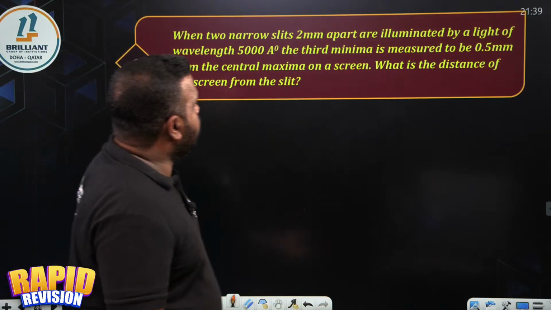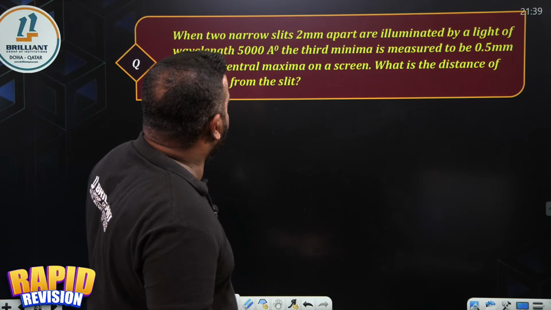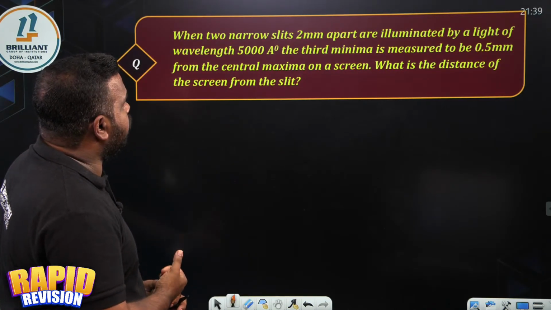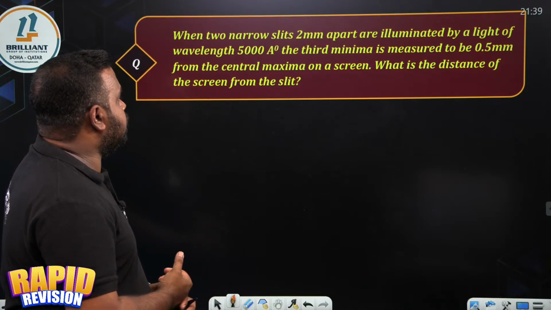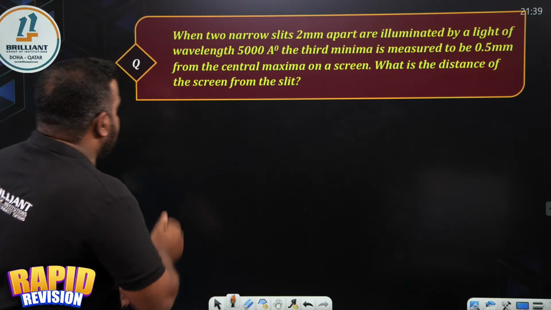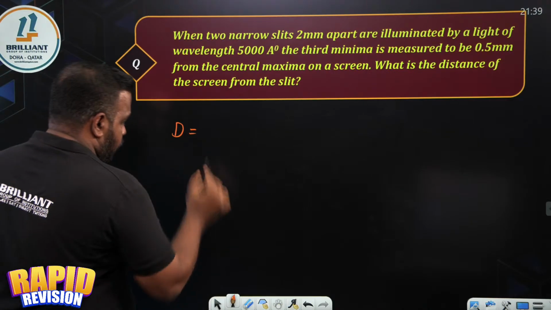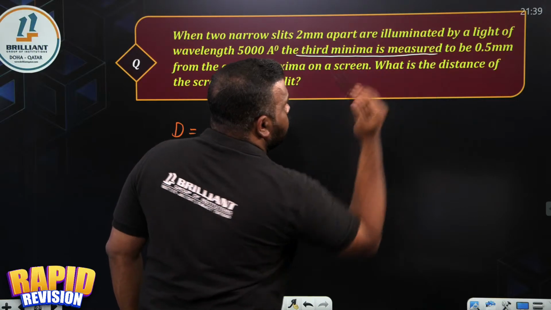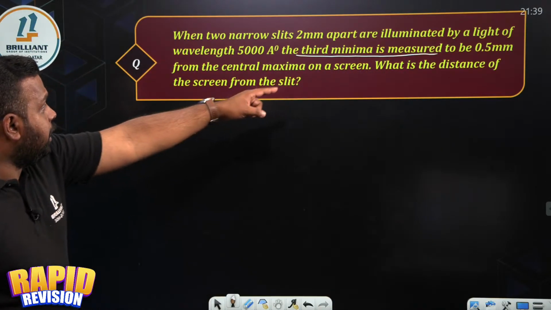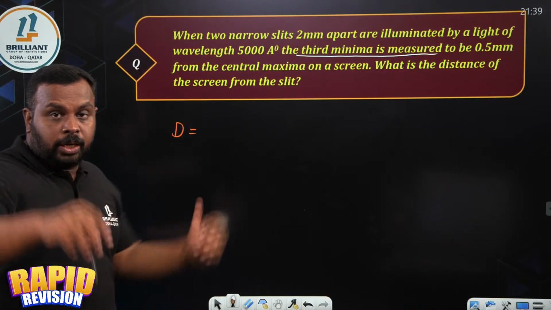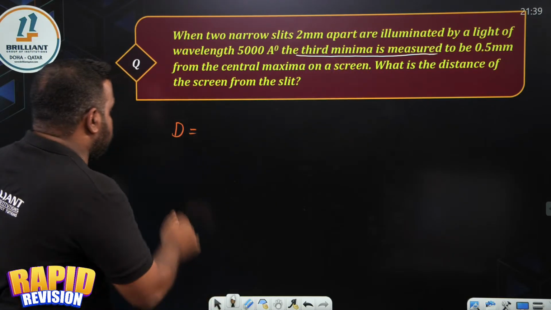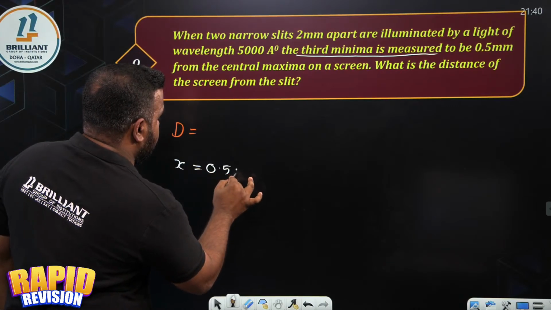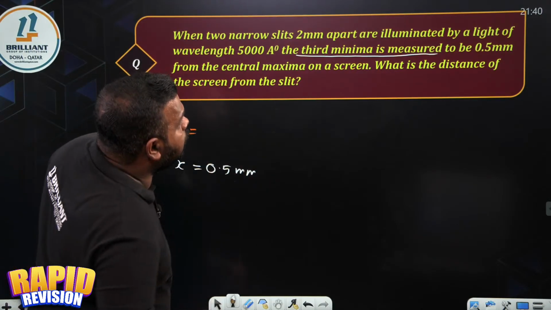When two narrow slits 2 mm apart are illuminated by white light of wavelength 5000 Angstrom, the third minima is measured to be 0.5 mm from the central maxima on a screen. What is the distance of the screen from the slit? So they are asking us to find capital D. Please note that the third minima is measured to be 0.5 mm from the central maxima. I told you, the distance from the central maxima to the third minima, x, is given as 0.5 mm, and it is the third minima.